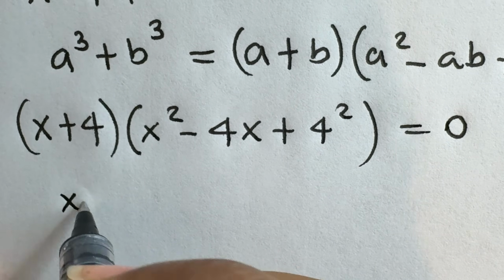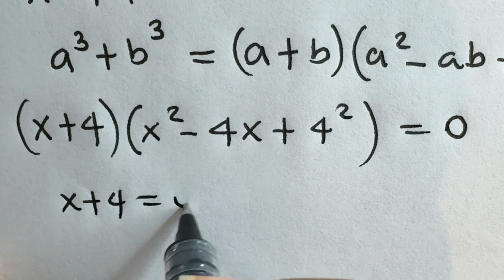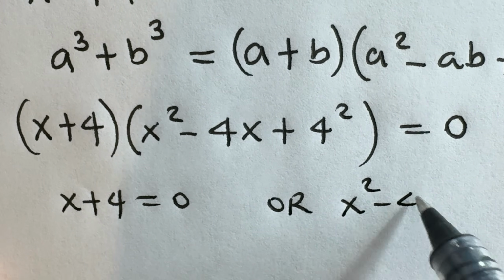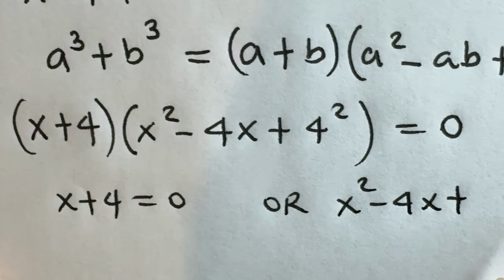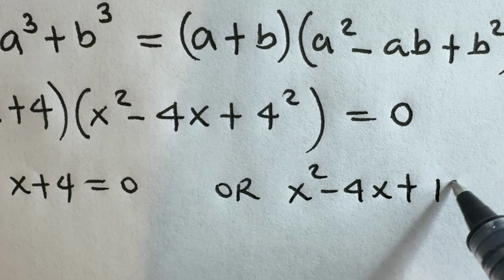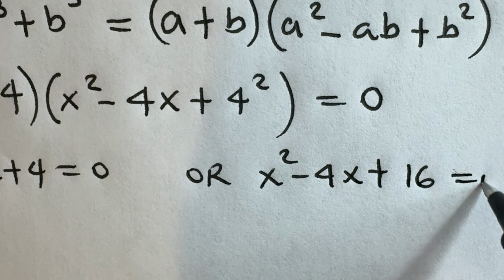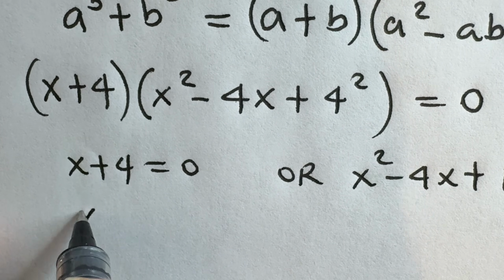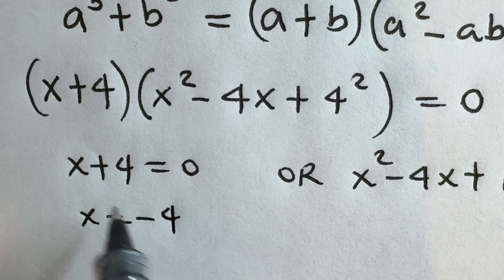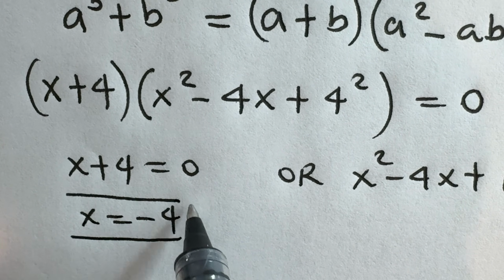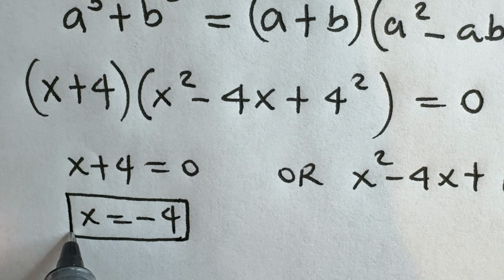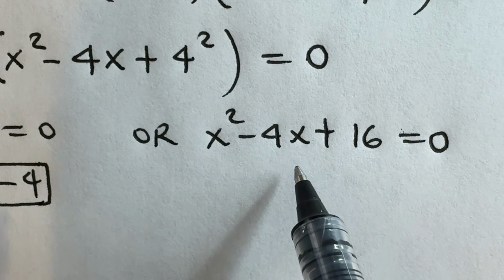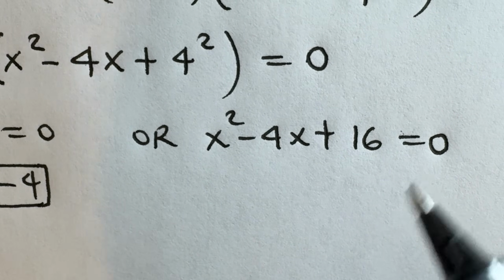So we have either x plus 4 is equal to 0 or x squared minus 4x plus 4 squared, 4 squared is 16, so I'll write 16 here, is equal to 0. From this first bracket, x is equal to minus 4. This is another real solution. This is going to be x4. Then we go to this quadratic equation and solve for 2 more values of x.